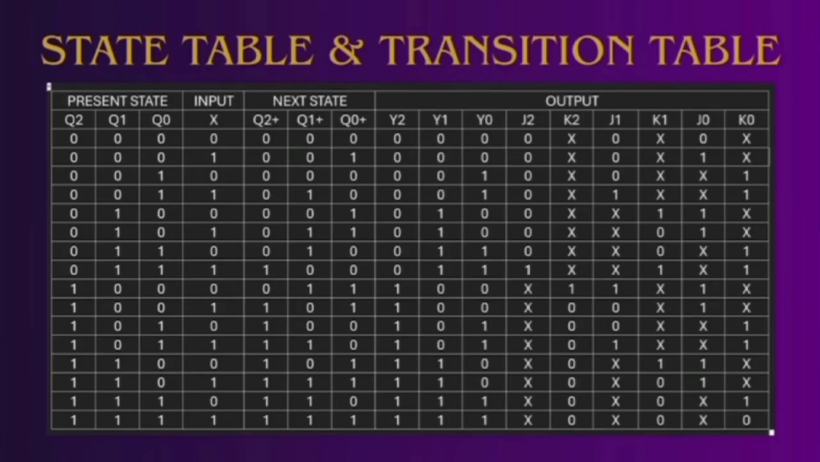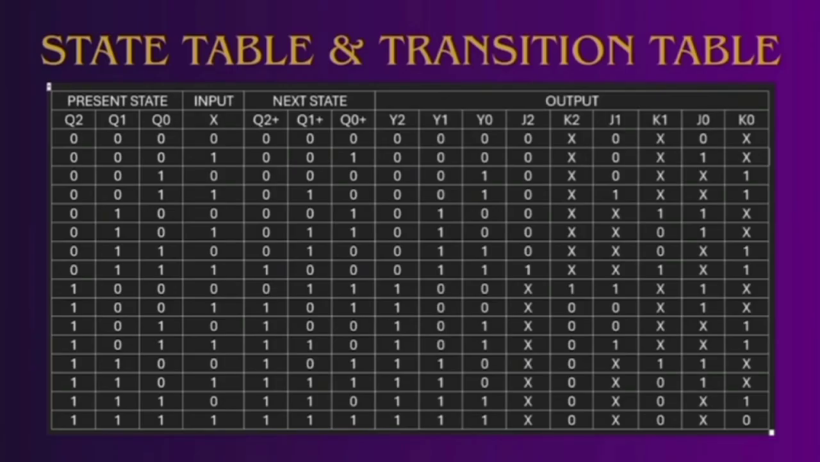Next, in the present state 001, if X equals 0, it remains in 000, the ground floor. If X equals 1, it moves to floor number 2, which is 010. If the present state is 010 and X equals 0, the next state will be 001. If 010 and X equals 1, the next state will be 011. If 011 and X equals 0, the next state will be 010. If 011 and X equals 1, the next state will be 100.